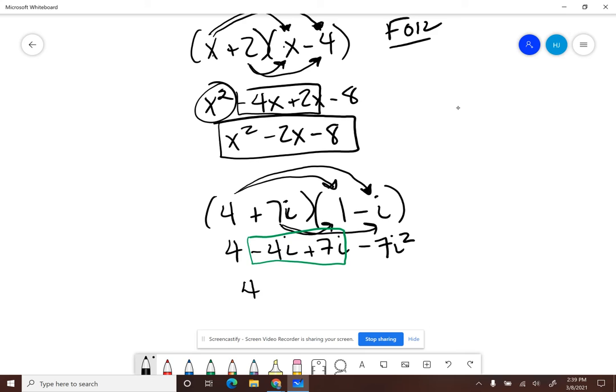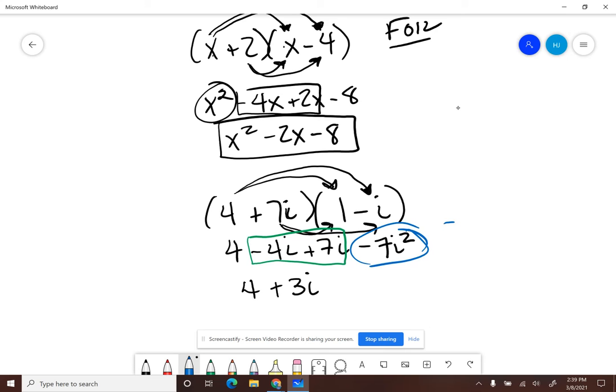So I'm going to have 4, and then I've got negative 4i plus 7i. Well, if I had 7i and I took 4i away, then I'm going to be left with 3i. Notice what happens right here. Here's where I really want to spend some time, because we could actually simplify this out just a little bit more.